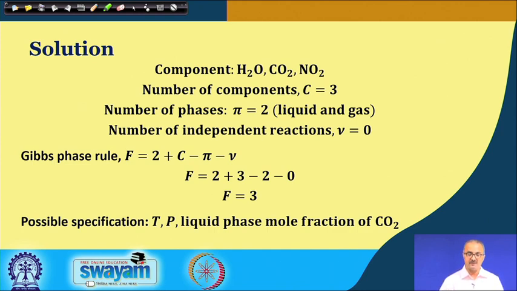And you can see that one possible set is temperature, pressure and liquid phase mole fraction of, say, CO2. Only one mole fraction is good enough. Okay. These three are good enough to describe the system. That means we can find out the mole fractions of the water and nitrogen dioxide in the liquid phase and in the vapor phase, okay, with only these three things. So, we can describe the system completely. Okay. And how to do this, we shall learn later on.